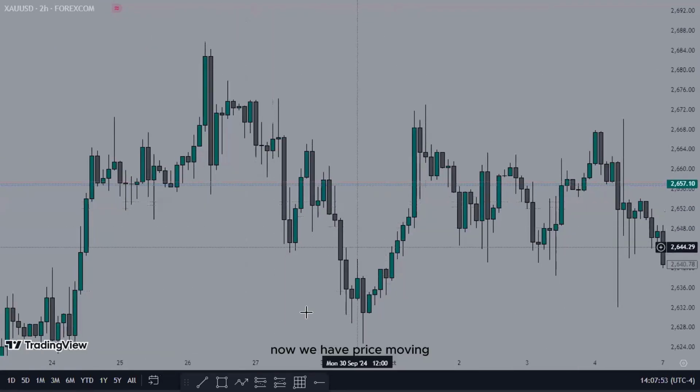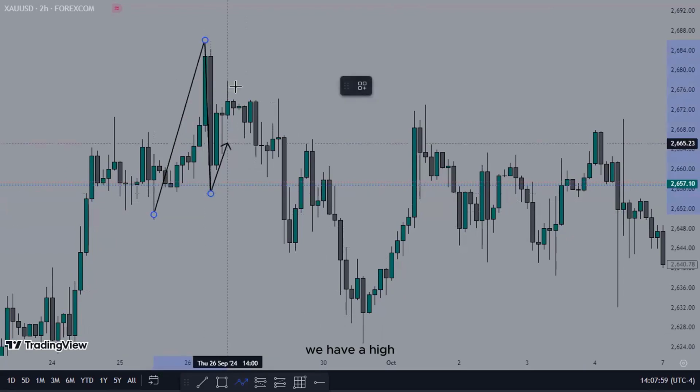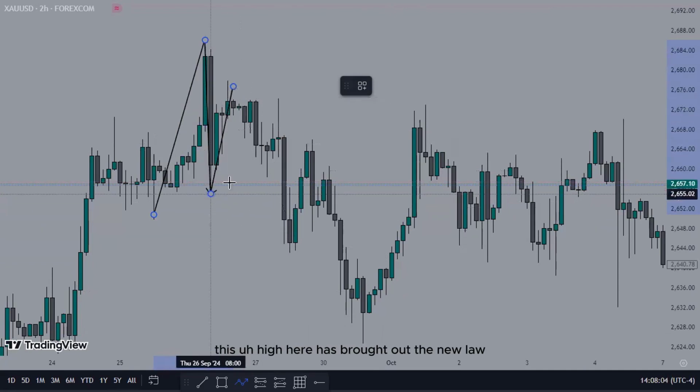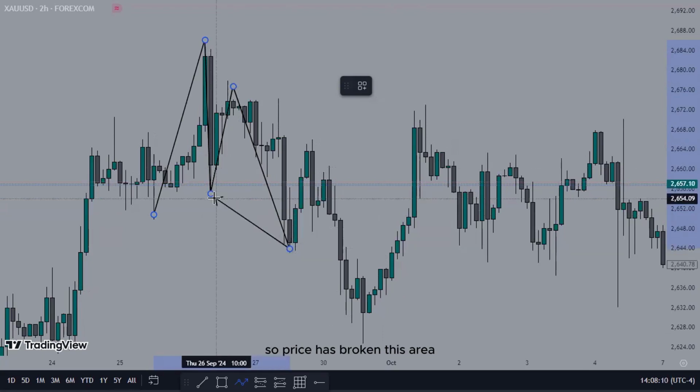Now we have price moving. We have price breaking structures and coming down. If you look at it here, we have a low, we have a high, we have an internal low here, we have an internal high, then we have a break of structure. This high here has put out the new low that has broken the previous low, setting us down in a downtrend, right? So price has broken this area. When price breaks a structure to the downside, what we want to do is look for sells, right?